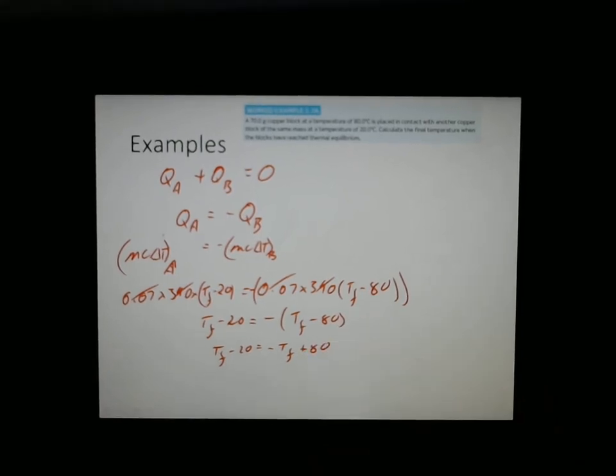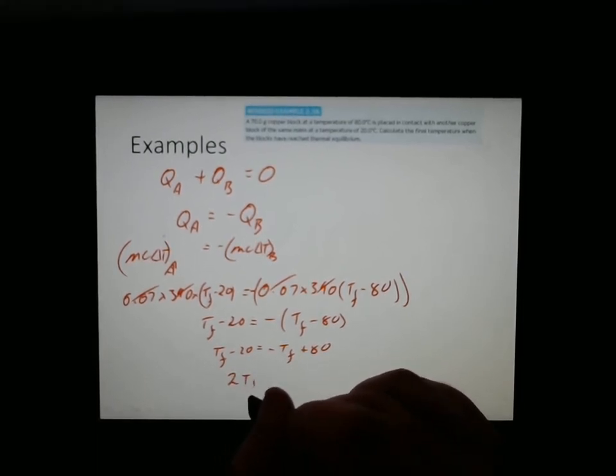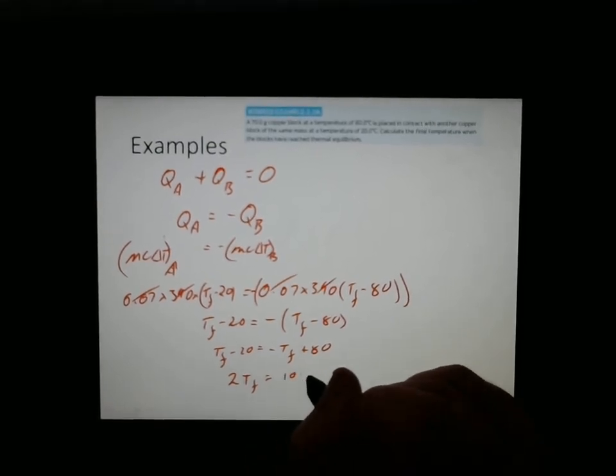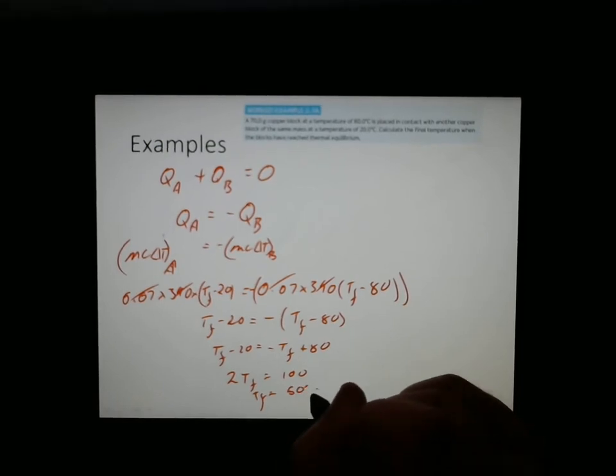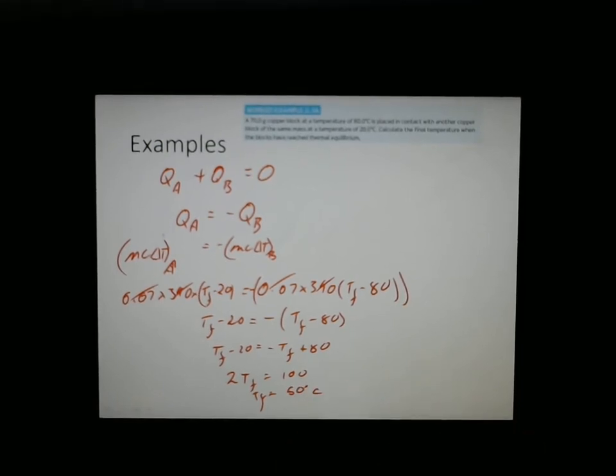Let's simplify this. So I'm going to take the negative 20 to the other side, and we're going to add that over there. We're going to add this to this side, so we're going to have 2 TF equals 100, and so TF equals 50 degrees Celsius. Now if we think about it, if I have two substances, one's at 20, one's at 80, it makes sense the middle point would be 50.